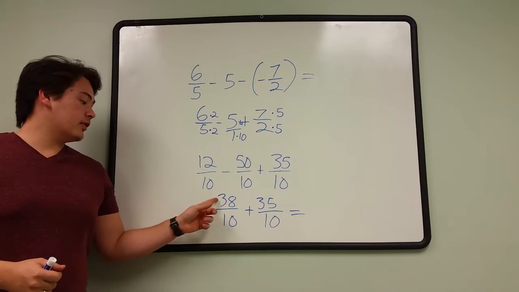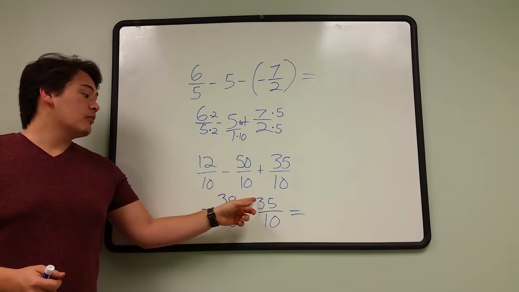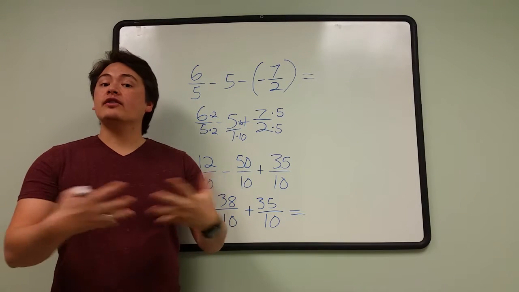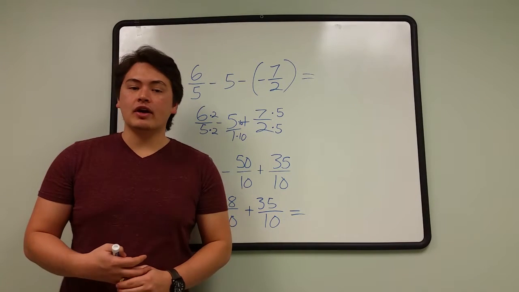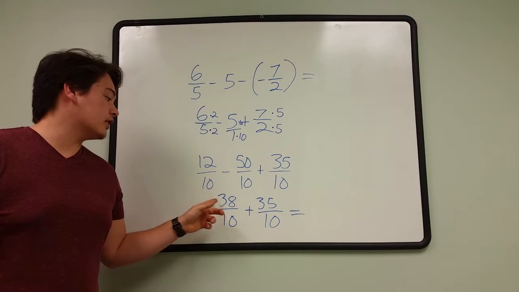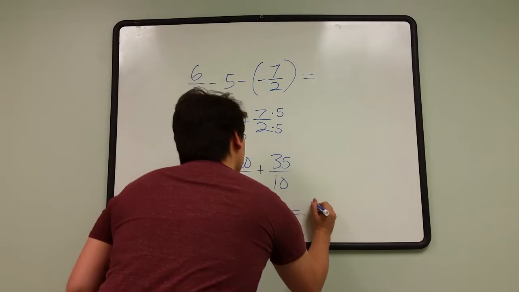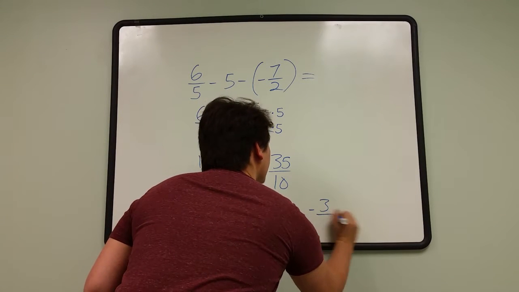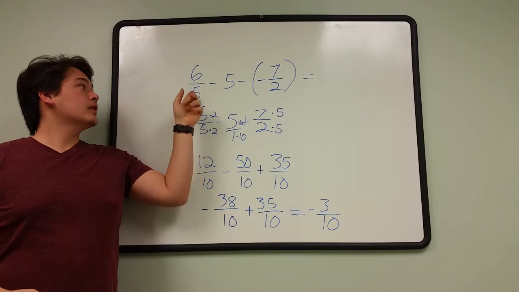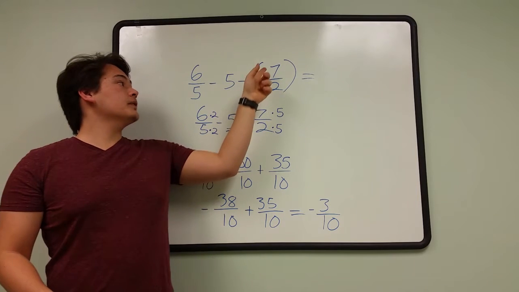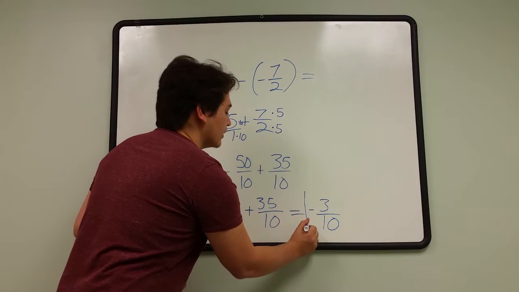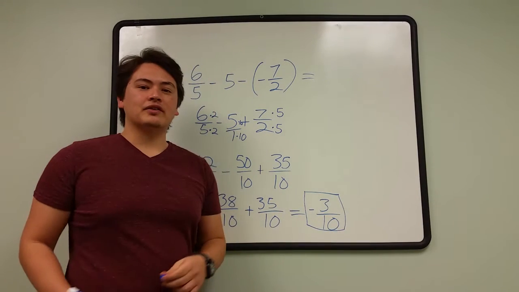So we have a negative 38 over 10 plus a positive 35 over 10. So like what we did before, they're going to subtract from one another and take on the sign of the greater number, in this case 38. So a negative 38 plus a positive 35 is going to give us a negative 3 over 10. So 6 over 5 minus 5 minus negative 7 over 2 is going to equal negative 3 over 10, which is going to be our final answer.